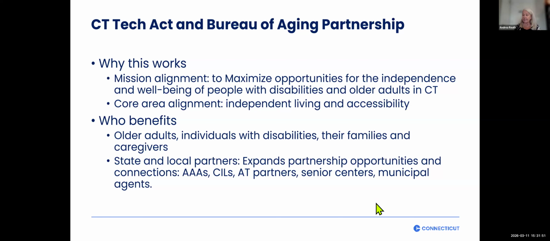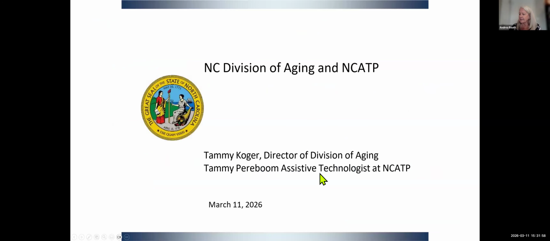I'm going to go on because we are getting close on time. So, North Carolina is next. And for North Carolina, again, we have Team Tammy, Tammy Paraboom and Tammy Koger. I'm going to turn it over to you two and let you share your collaborative model with us.